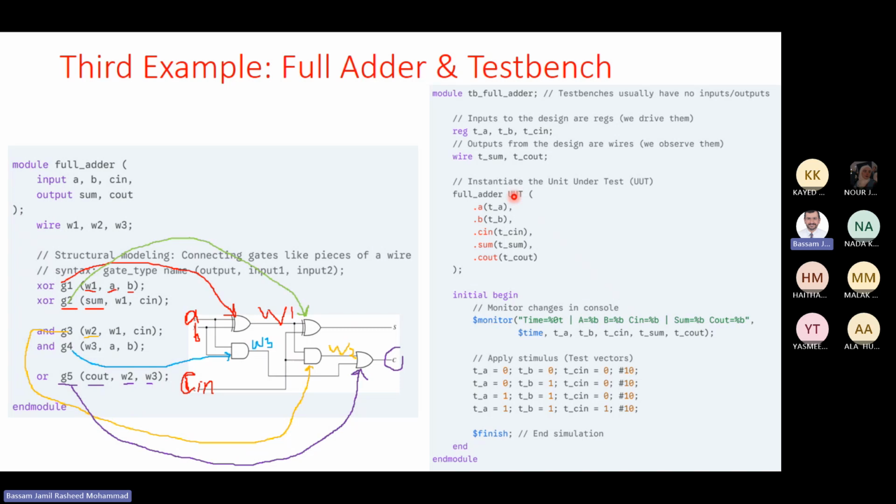Okay, then what? Dot A, dot B, dot CN, dot O. These are the interfacing signals for the full adder. You see, A dot A, B dot B, CN dot CN, sum dot sum, C out dot C out. So these are the interfacing signals for the full adder.